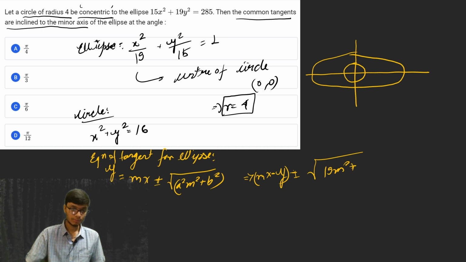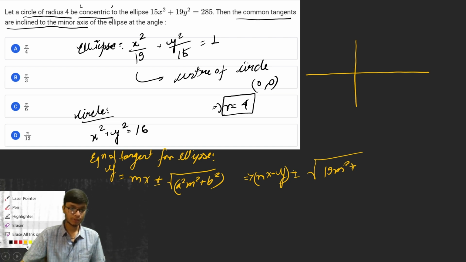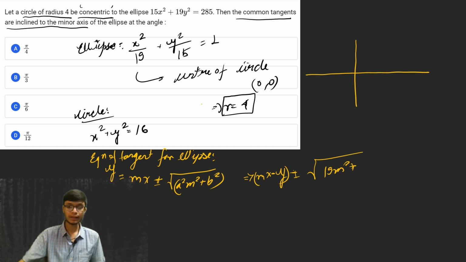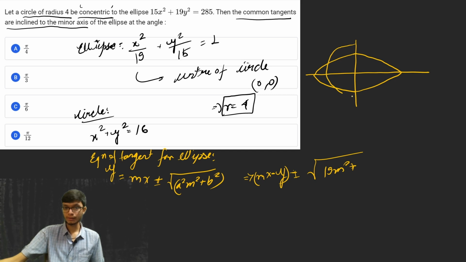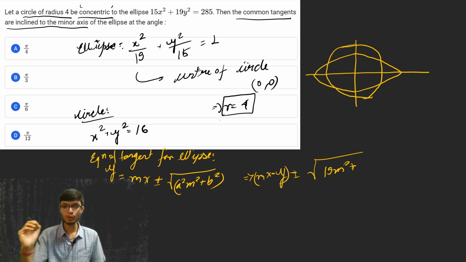Very sorry, the diagram was not very clear, because the value of a is root 19. Root 19 is greater than 4, and root 15 is less than 4. So the circle will be somewhere like this. That was a mistake. I say that because people generally make mistakes in taking a square and taking the value of a, so you must be very careful.